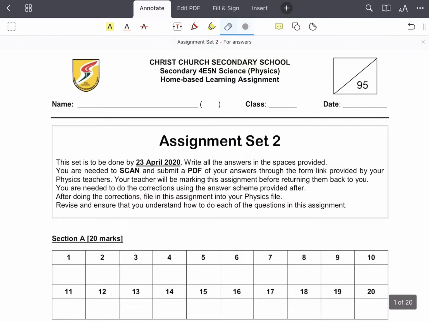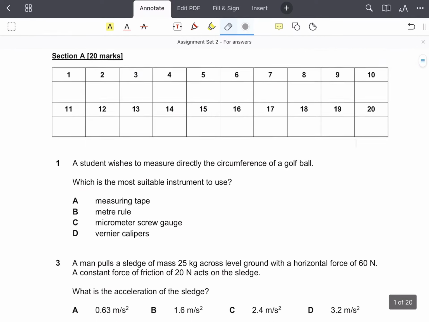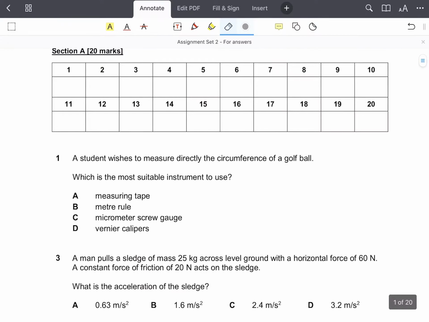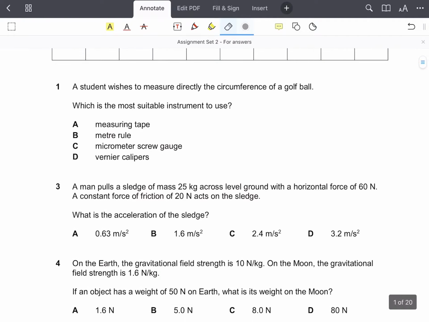Now let's look at the answers to section A of your assignment set 2. Okay, so I'll be doing section A, all 20 questions. So take note, the numbering's a bit wonky compared to the table and stuff like that. So you might want to check individually the answers.